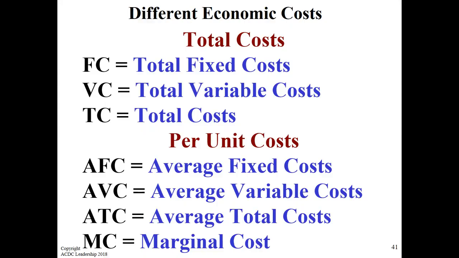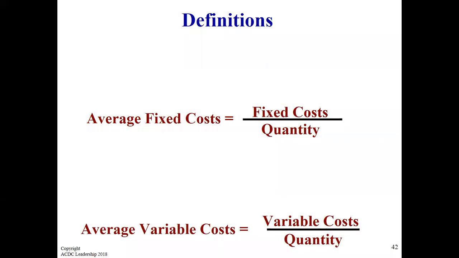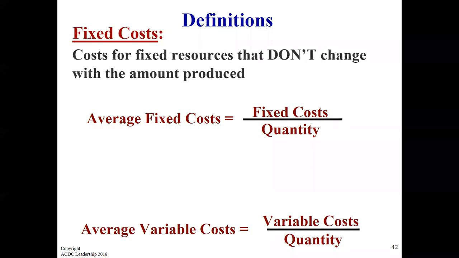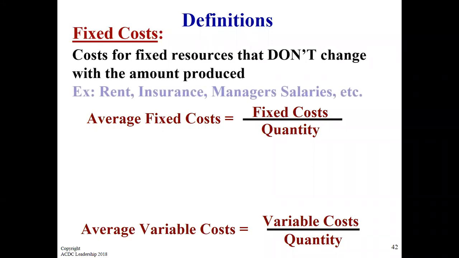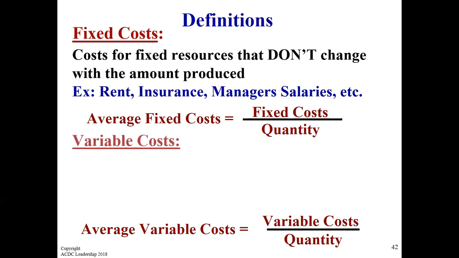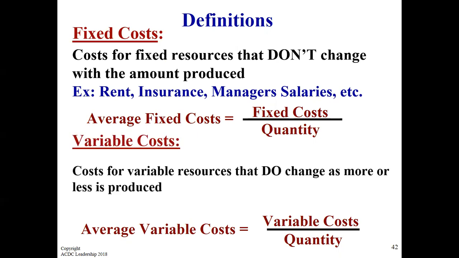All right. So how do you find these out? Average fixed cost is fixed cost over quantity. And we talked about this. Cost for fixed resources, they don't change. Rent, manager salary, my salary, fixed cost. Average fixed cost is fixed cost over quantity. Variable costs, they do change. That's like cheese, sauce, paper we use in school. Average variable cost is variable cost over quantity.